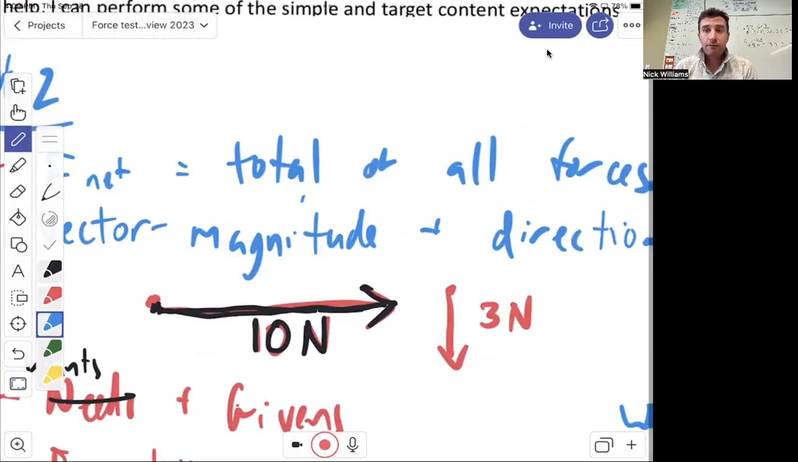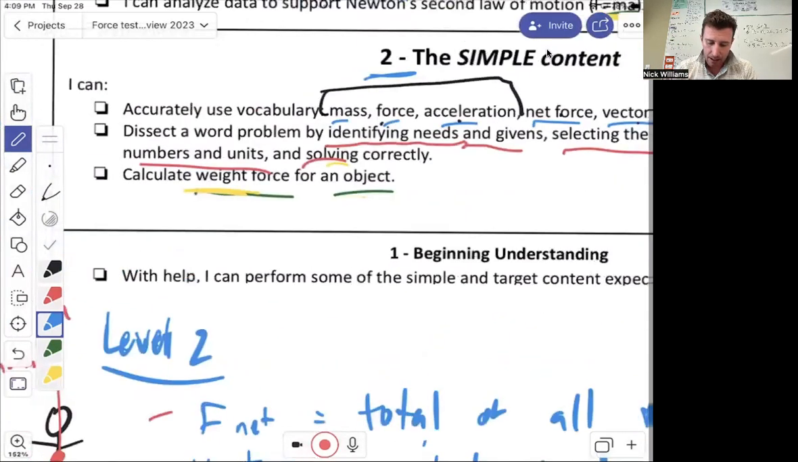So that 3 Newton vector could be a weight, a force of gravity. That 10 Newton vector could be a push that's being applied to something. Both of those have direction and magnitude, so they are vectors. All right, so that is the first piece. We can accurately use that vocabulary.